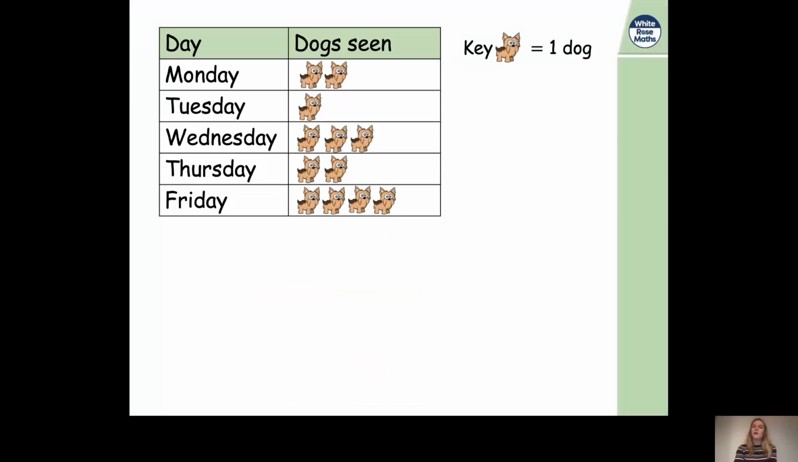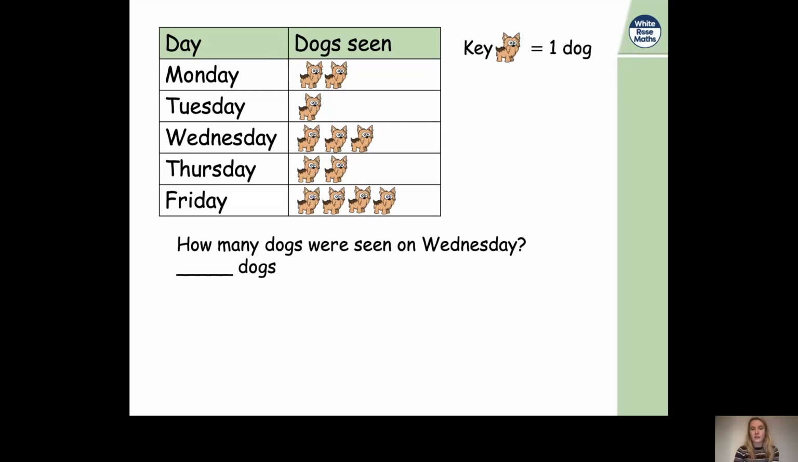So, we've got a pictogram here, and the pictogram shows the number of dogs that were seen on each day of the week. Now let's have a look at the key. Now it tells us that one picture of a dog represents one dog that was seen. Okay, so I wonder what question it could ask us about this pictogram. Wow, it's going to ask us, how many dogs were seen on Wednesday?